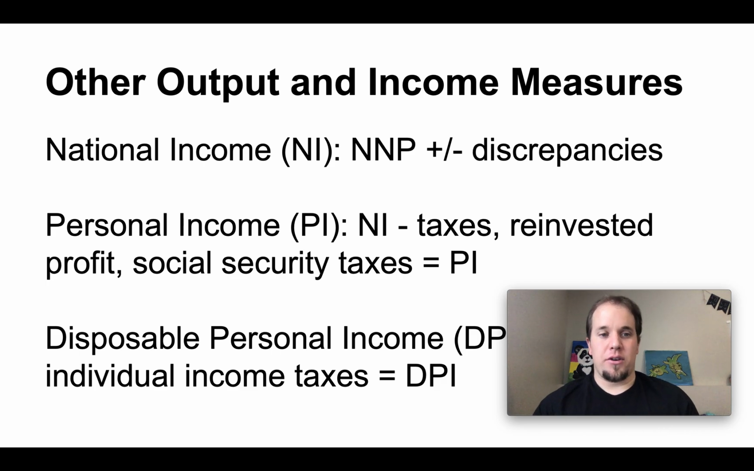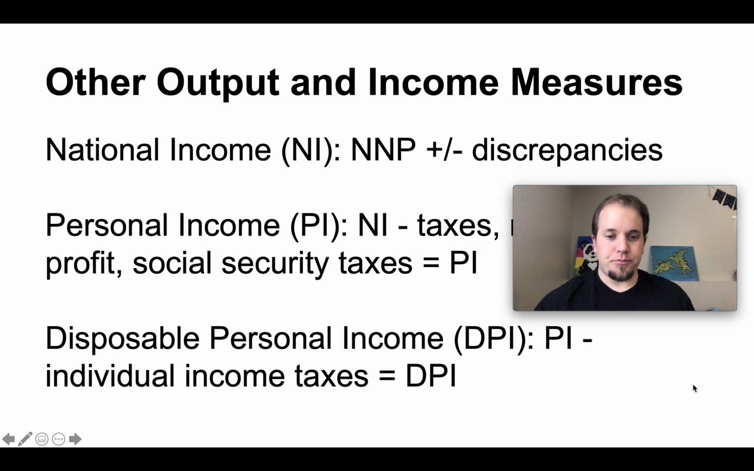And then we have other tools, the national income. What it does, it looks at discrepancies. It looks at GDP and GNP and sees where are we missing things, where's the discrepancies. And then we have something called personal income. This is where we take the NI, national income, minus taxes, reinvested profit, Social Security, and we get something called PI. And then we have something called DPI.